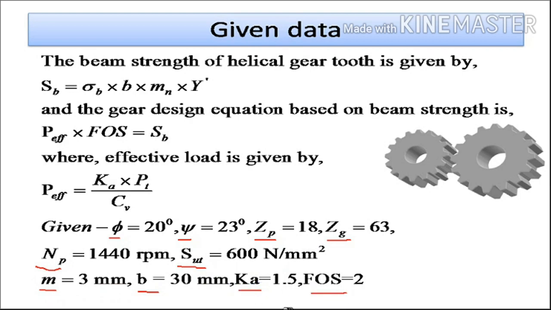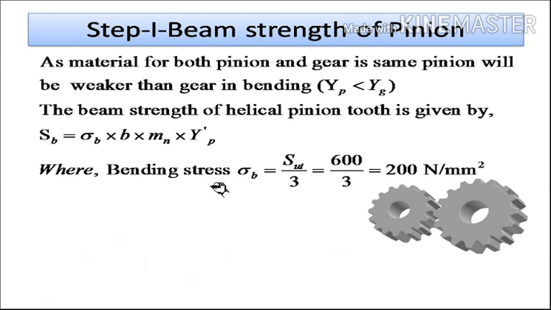So let us see. First, to calculate the bending strength or the beam strength of a helical gear, we will see which particular pinion or gear is weak in bending. Definitely when the material for both pinion and gear is the same, the pinion will be weaker than the gear in bending. And as the number of teeth on the pinion are less, the Lewis form factor for the pinion will always be less than the gear. So in this beam strength equation, let us find out the different terms separately.